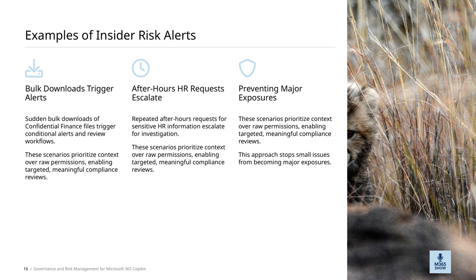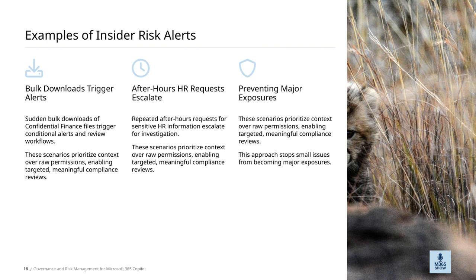These scenarios highlight how prioritizing context over just raw permissions is key to effective governance and risk management with Microsoft 365 Copilot. For instance, when we see repeated after-hours requests for sensitive HR information, it raises a red flag that warrants investigation. It's not just about who has access, but the context of when and how this access is being used. This approach helps us catch small issues early before they escalate into major exposures.